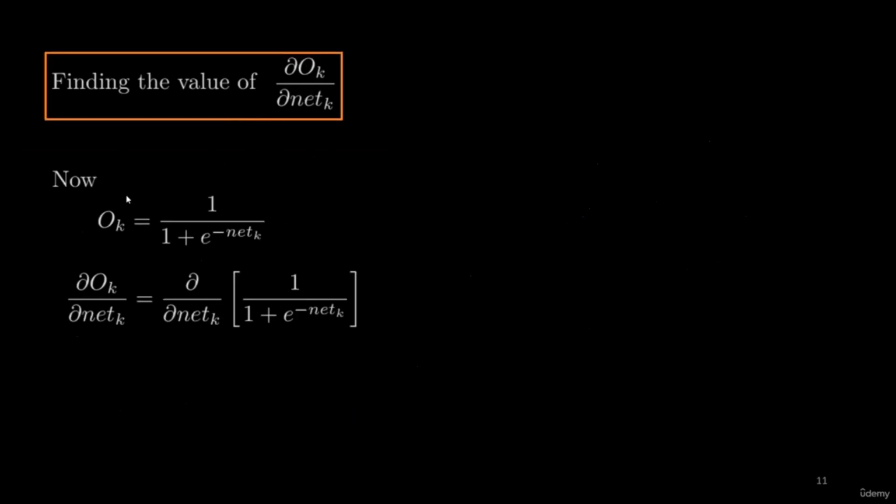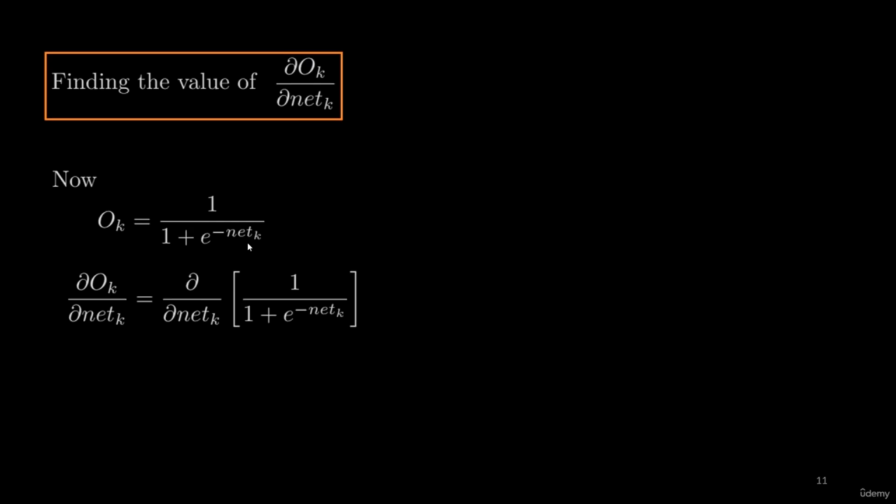Now we know from the forward propagation that O_k is the activation function of net_k. So if we use the sigmoid as the activation function, then based on the sigmoid equation, this is the equation of O_k. Now we have to take the derivative of O_k with respect to net_k.